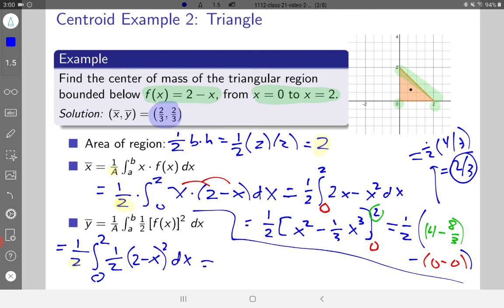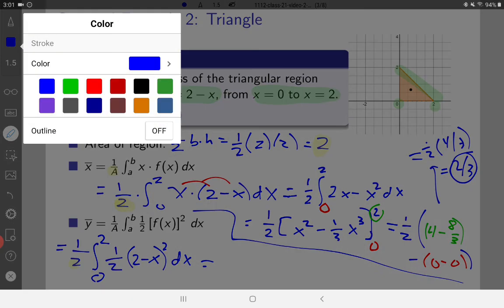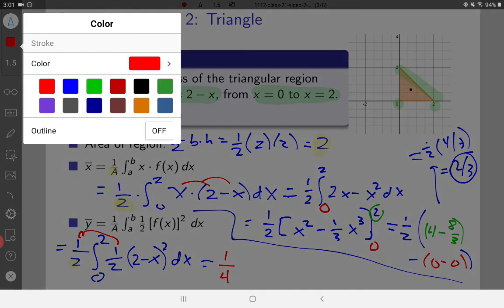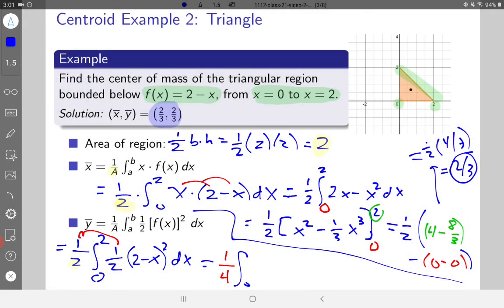I'm going to do two things at once here. I'm going to take that 1/2 and pull it out in front of the integral, so I have a 1/4 out there instead. And then I have an integral from 0 to 2. And then I'm just going to expand this square. I'm going to see 4 minus 4x plus x squared. Make sure you get the same thing after doing some algebra. And then I'm going to scroll down to make some more space and write an antiderivative.